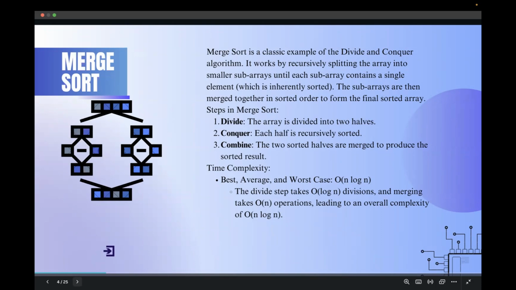One of the key things to know about merge sort is its time complexity, which is O of n log n, in the best, average, and worst cases. The reason for this is that we are doing log n levels of division, and at each level, the merging process takes linear time or O of n. Merge sort is also stable, meaning it preserves the order of equal elements, which can be important in certain applications. However, it's not an in-place algorithm because it requires extra memory for the merging process. Overall, merge sort is a very efficient algorithm, especially for larger data sets, thanks to its predictable time complexity.